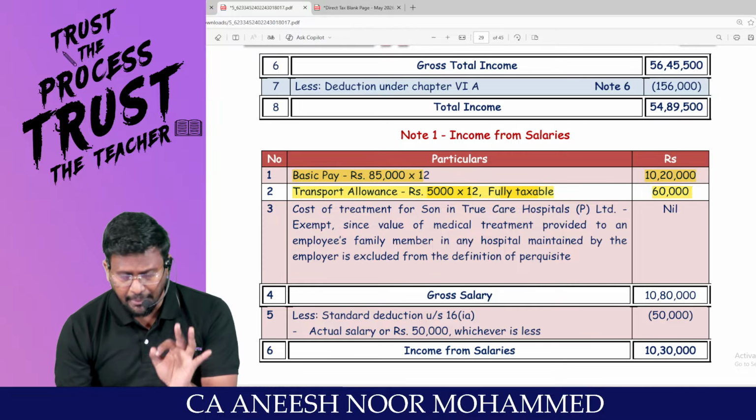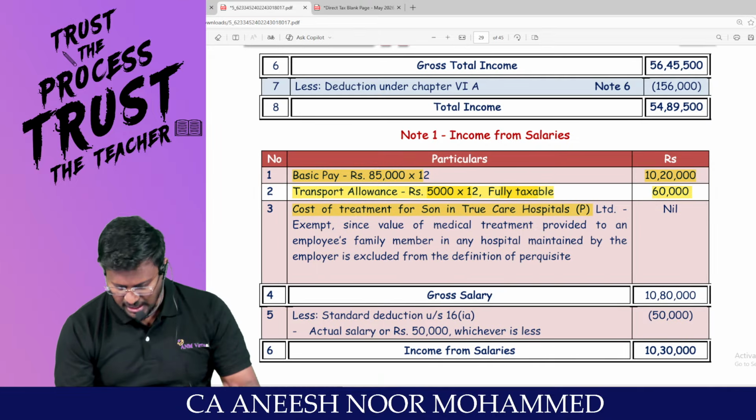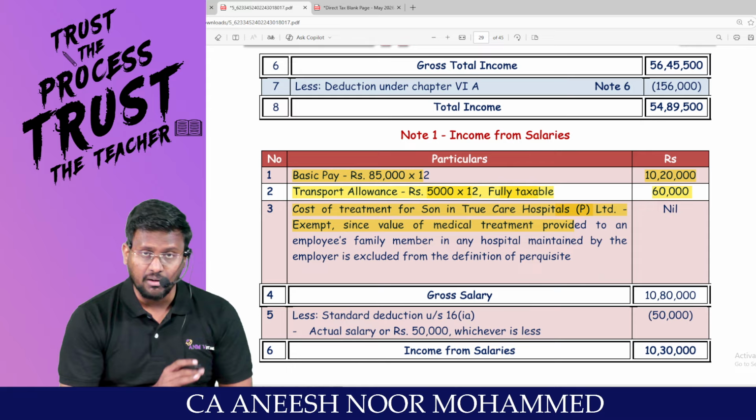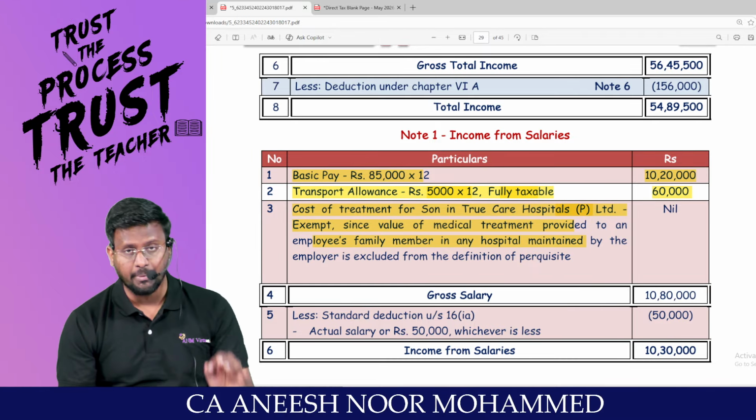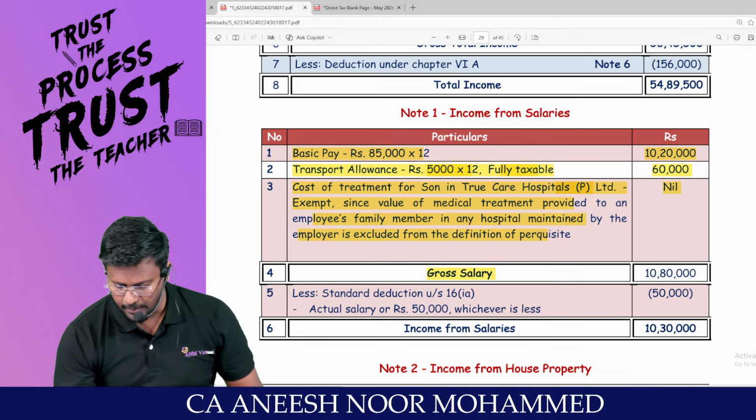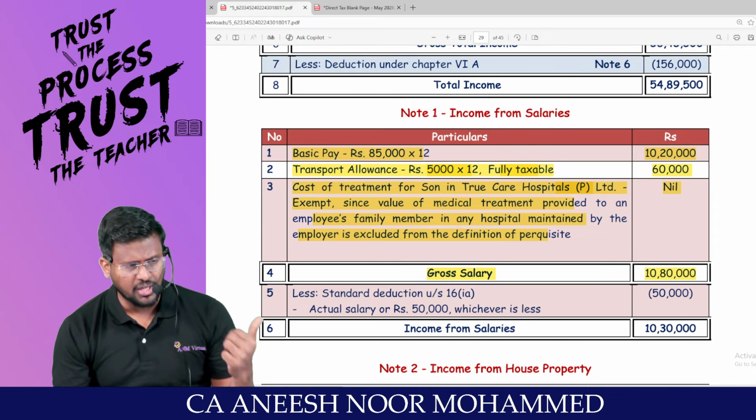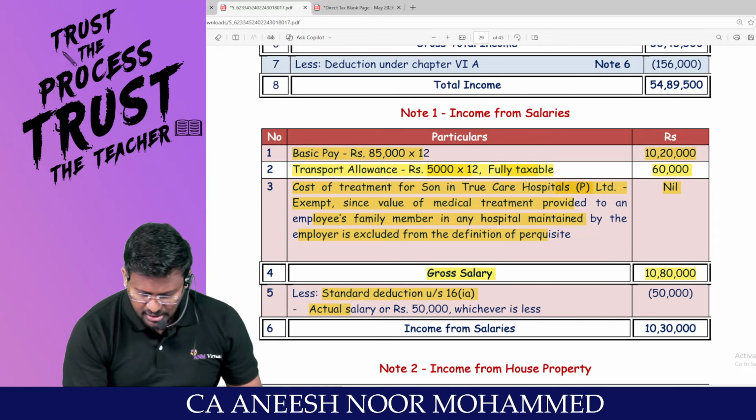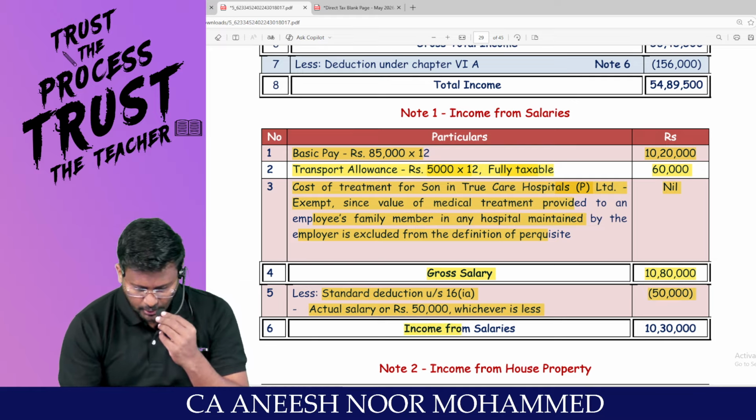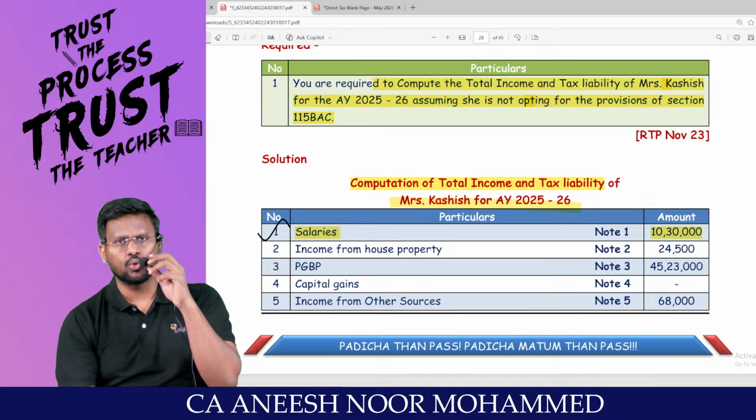Has she got any medical treatment from a hospital which is owned by employer? So cost of treatment for son in True Care Hospital Private Limited is exempt, since value of medical treatment provided to an employee's family member in any hospital maintained by employer is excluded from the definition of perquisite. Am I right? So the gross salary is 10,80,000. Is she going to travel through optional tax regime? So less standard deduction under 16(1)(a), actual salary or 50,000, whichever is lower, 50,000. So the income from salary will be 10,30,000. I believe that everyone would have understood this 10,30,000.